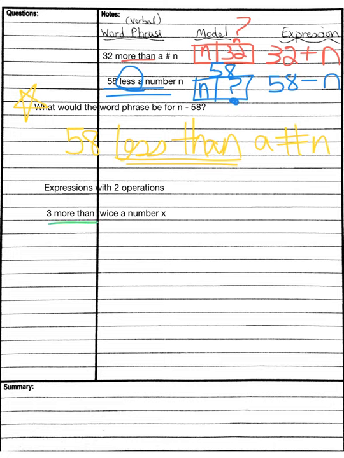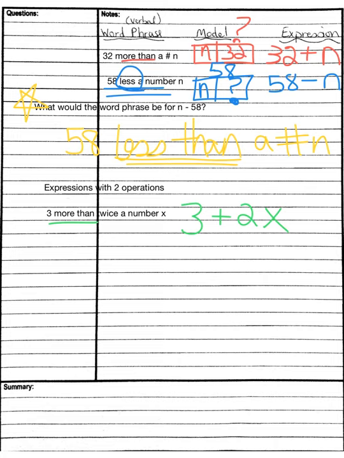3 more than, we know means 3 and addition. So we're going to add 3 to twice a number x. Twice a number means 2 times x. And we have two operations there. We have addition and we have multiplication.